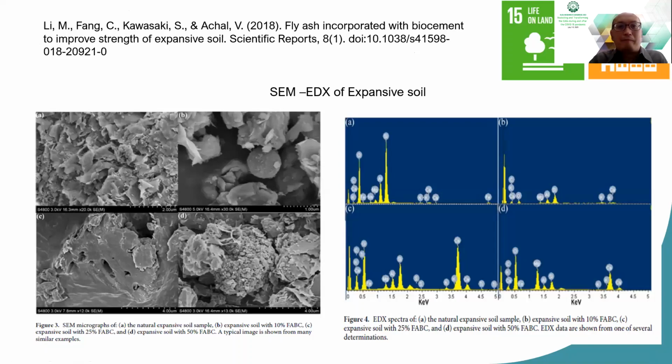And of course, it can be used for soil analysis, like this fly ash incorporated biocement to improve the strength of expansive soil. It can magnify the soil components in such a way to know if it is properly mixed or not. Okay, and then you can have elemental analysis to see the difference when these components are added.